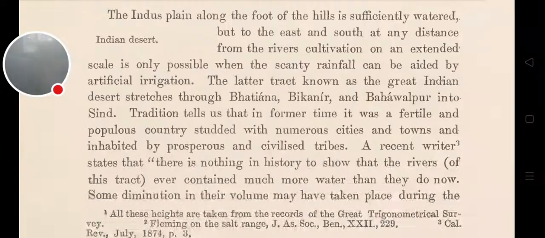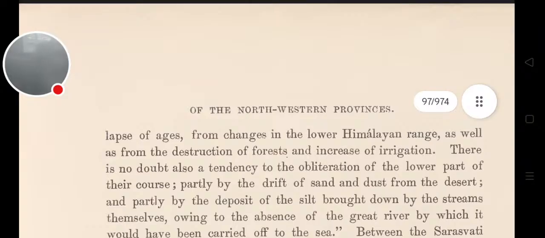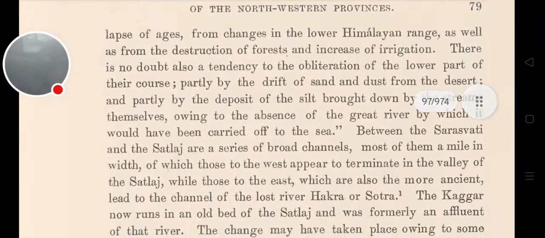A recent writer states that there is nothing in history to show that the rivers of this tract ever contained much more water than they do now. Some diminution in their volume may have taken place during the lapse of ages from changes in the lower Himalayan range as well as from the destruction of forests and increase of irrigation. There is no doubt also a tendency to the obliteration of the lower part of their course, partly by the drift of sand and dust from the desert, and partly by the deposit of the silt brought down by the streams themselves, owing to the absence of the great river by which it would have been carried off to the sea.